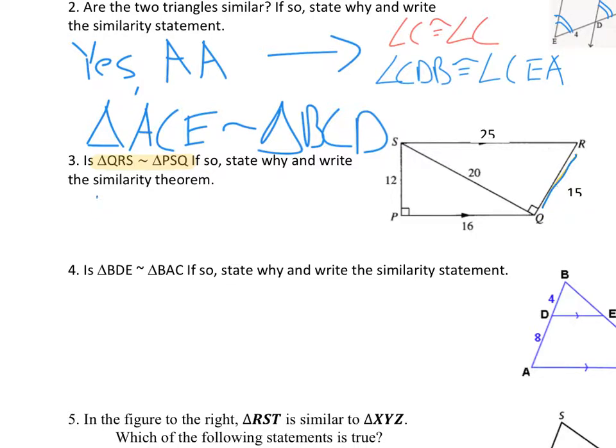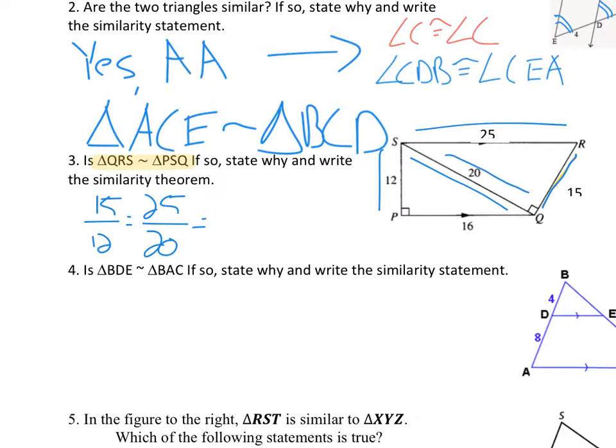So that's going to be 15, and that matches with PS, so that's 12. And then that has to be equal to, I'll go RS, which is 25, and that matches with SQ, which is 20. And then our last one is QS. Okay, so that's now on the same shared side, but now that it's a different part of that triangle for the triangle on top. So that is 20, and that matches up with PQ, which is 16.